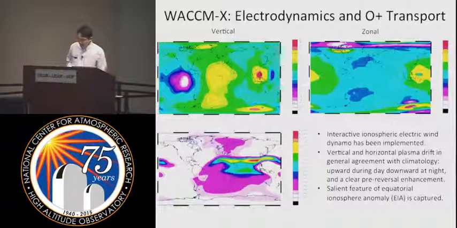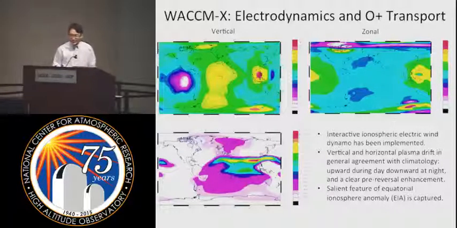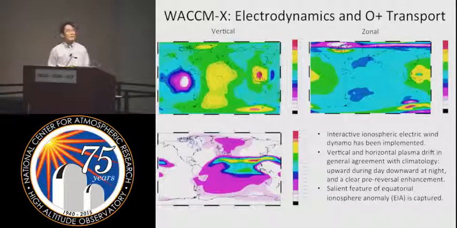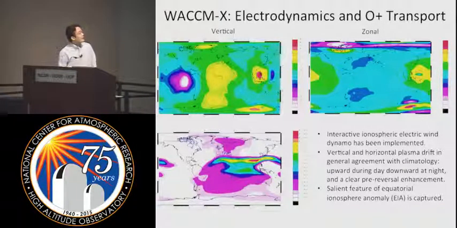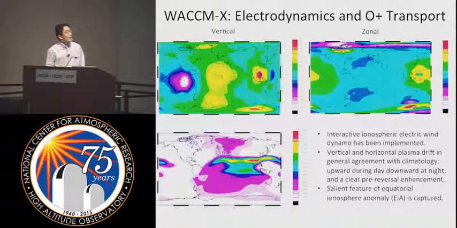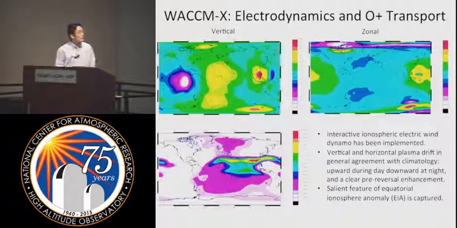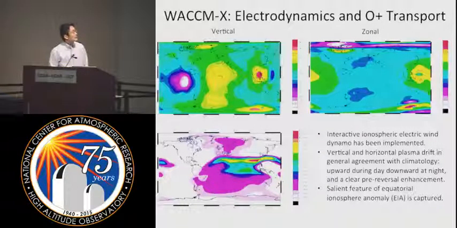And as I mentioned again and again, we were missing some important capabilities in the ionosphere. So, of course, we need to build that in. And recently we have implemented the electrodynamics and also the O+ transport in the model to better represent the ionosphere. So here is what we got for the vertical drift and zonal drift.